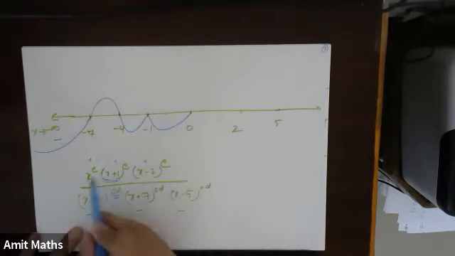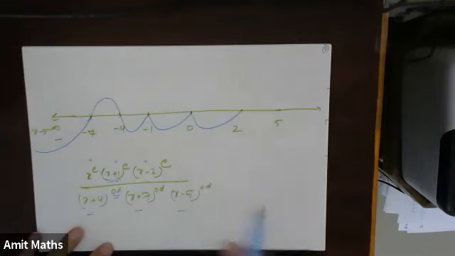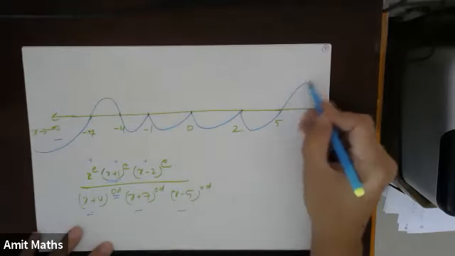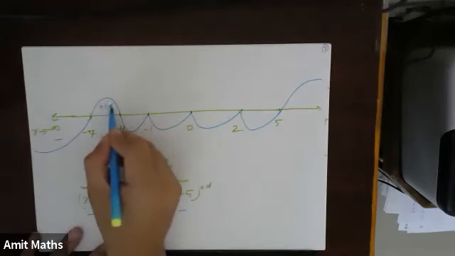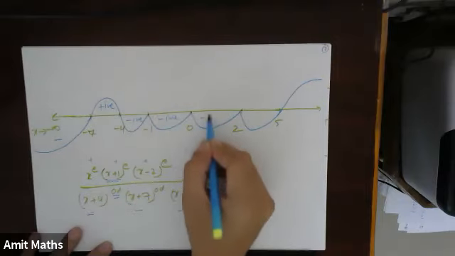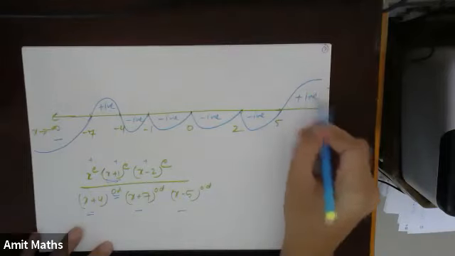Okay. At 0, even power, again it will bounce back. Then 2, again even power, again it will bounce back. At 5, odd power, it will change the sign. So negative, I started with negative, so this will become positive. This will become negative. This is also negative. This is negative. And this is positive.